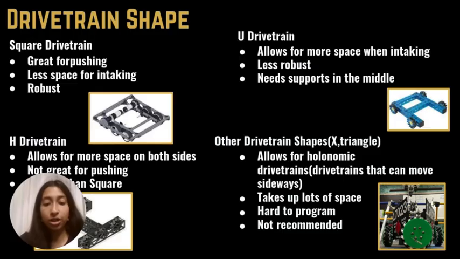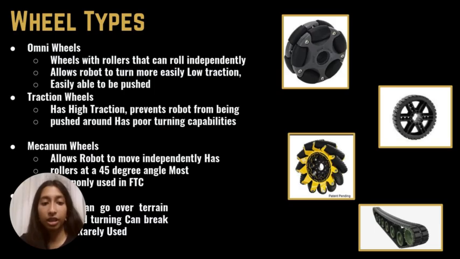So then we have the H drivetrain, and that allows for space on both sides. So that's good because there's a lot more space. However, it's not as strong and it's harder to push. There's also other experimental shapes such as the X and triangle. However, they usually take up a lot more space and they're very hard to program, so they're not recommended for beginners.